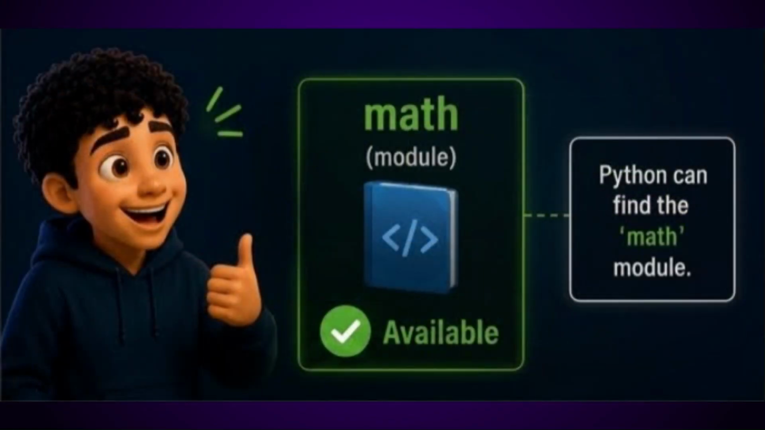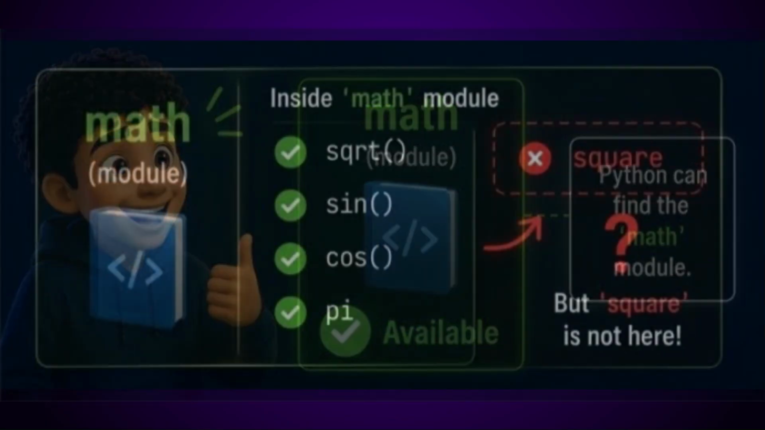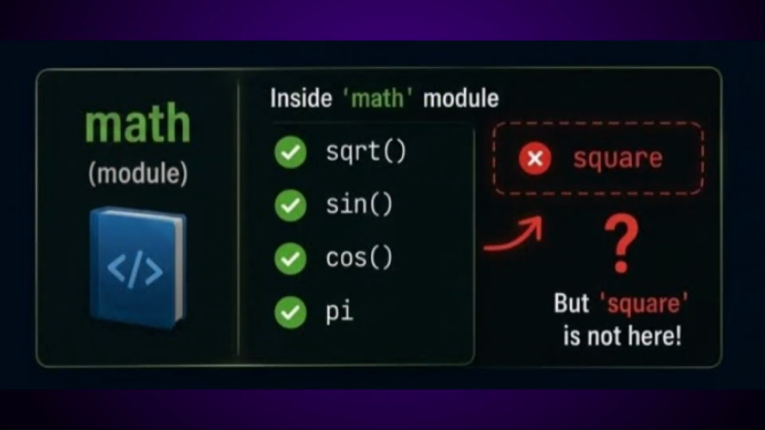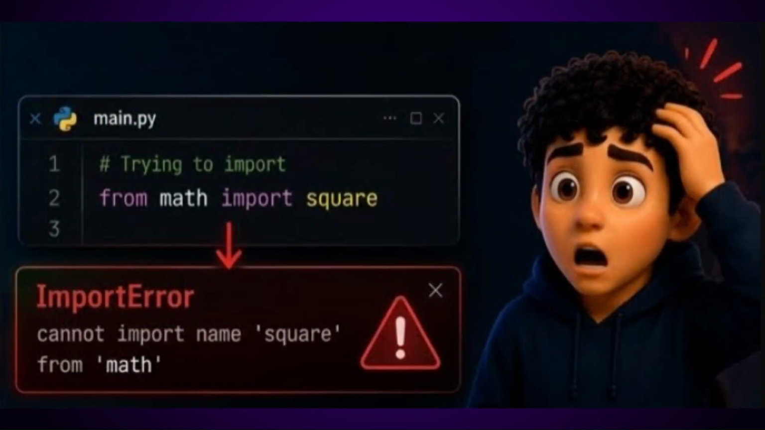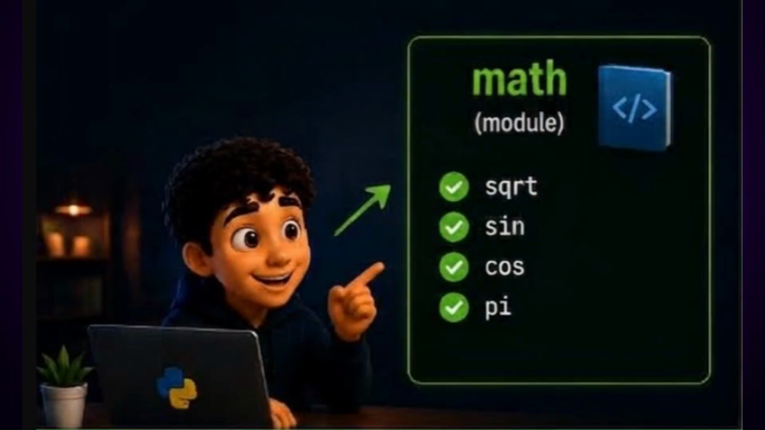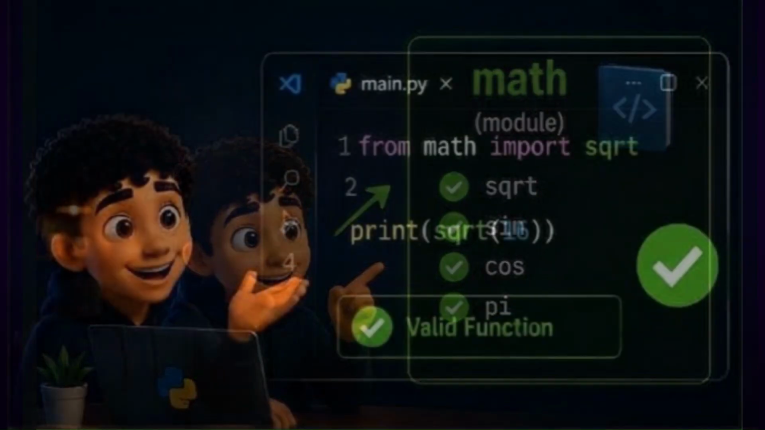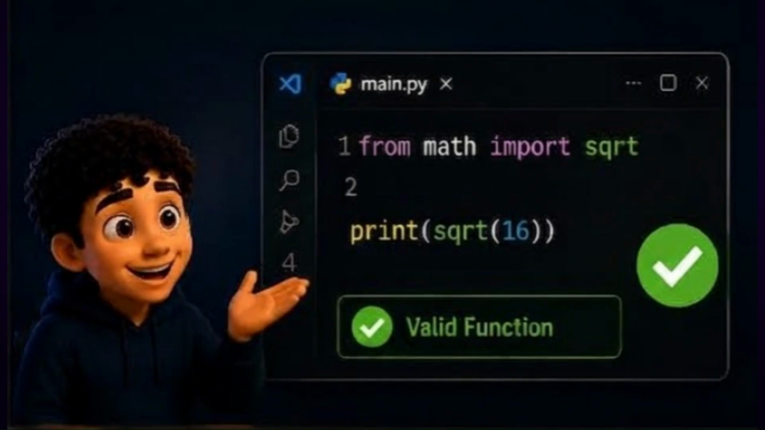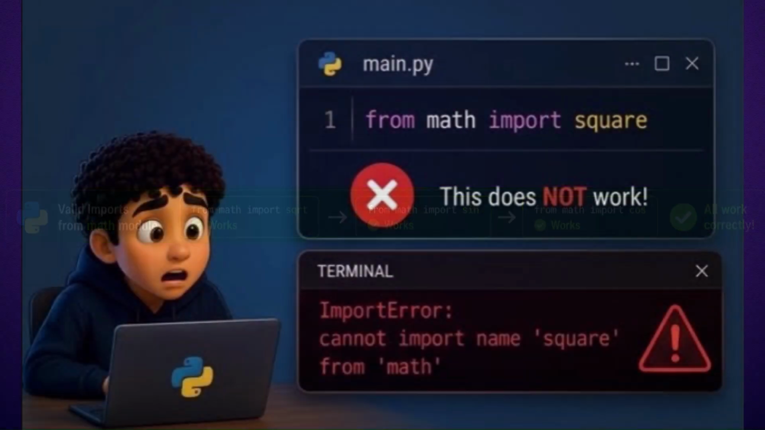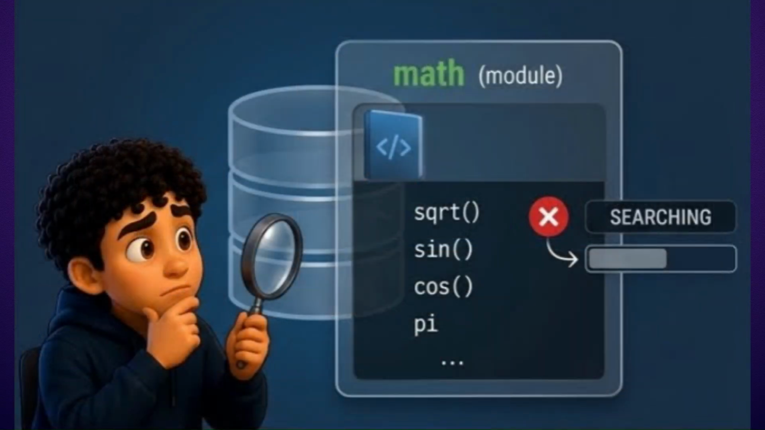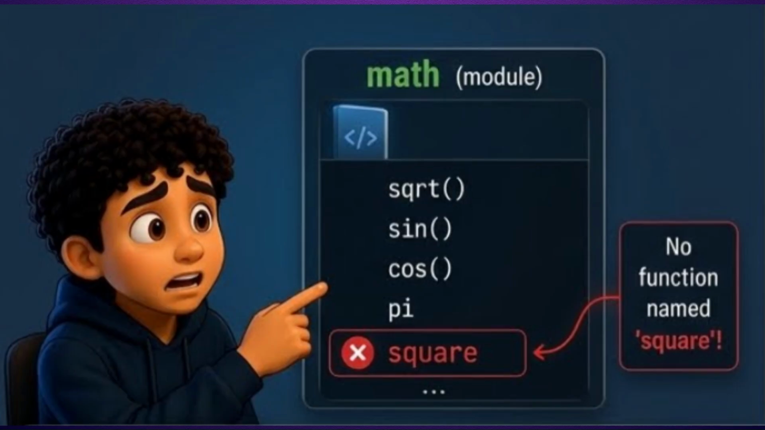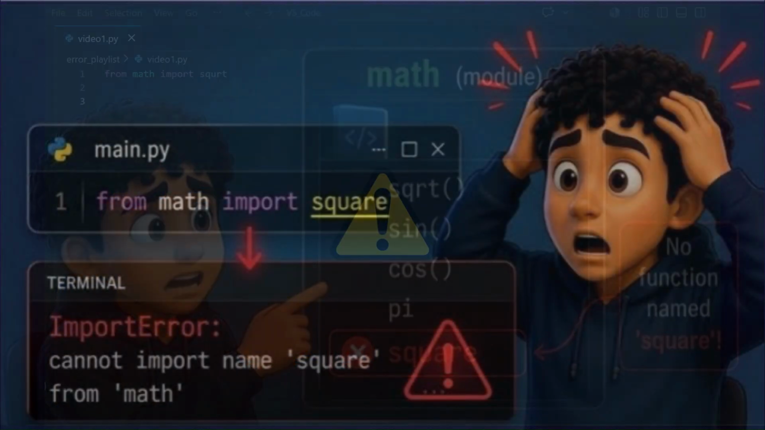The module is available, but the specific function, class, or variable you requested cannot be found inside it. For example, the math module contains a function like this, which works correctly, but this does not work because there is no function called a square inside Python's math module.